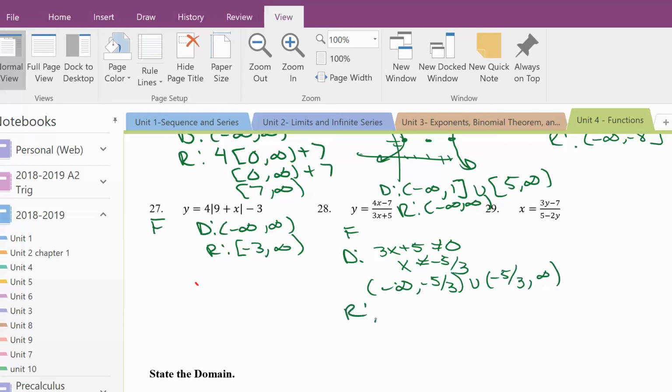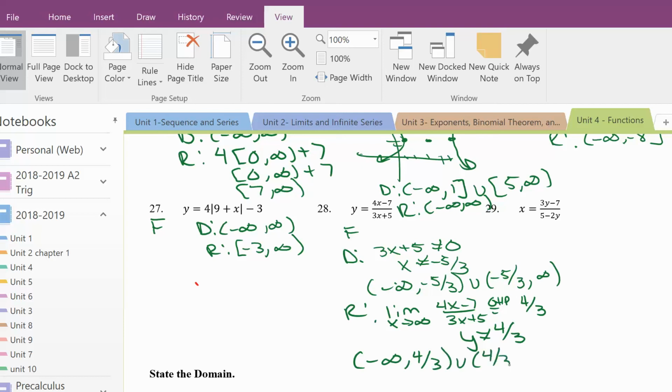The range, well, if you take the limit as x approaches infinity of the function, observe the highest power, you get 4/3. So that is what y cannot be. Y cannot equal 4/3. So the range is from negative infinity to 4/3, union 4/3 to infinity.